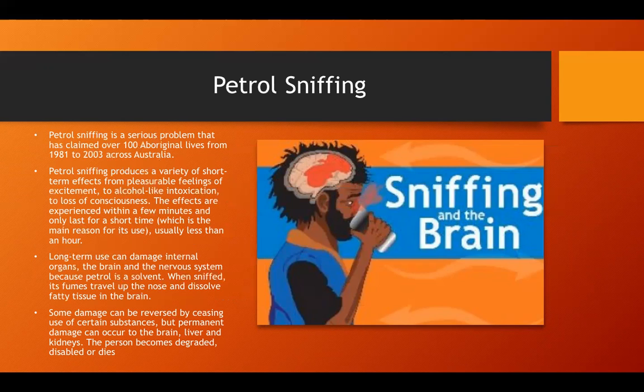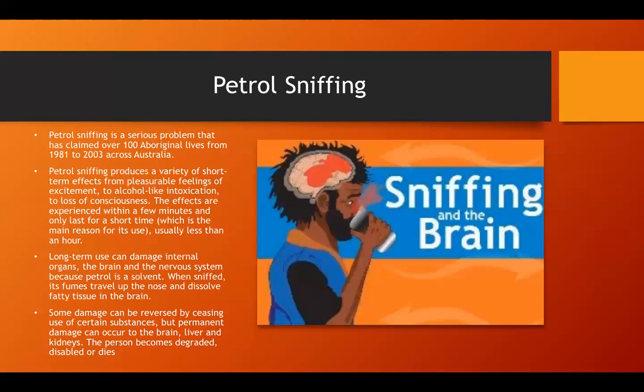So it has the same effect on the body as what alcohol has, and that's mostly the feeling that people are going for. The effects are experienced within a few minutes and only last for a short time, which is the main reason for its use, usually less than an hour. So unlike alcohol, when somebody engages in petrol sniffing, it's actually out of their body. The effects and the high are gone within the hour, whereas when someone's intoxicated, they can stay intoxicated up to 6 to 12 hours.